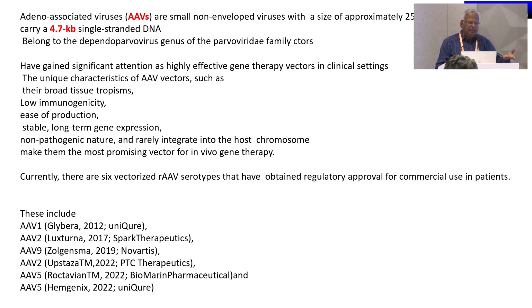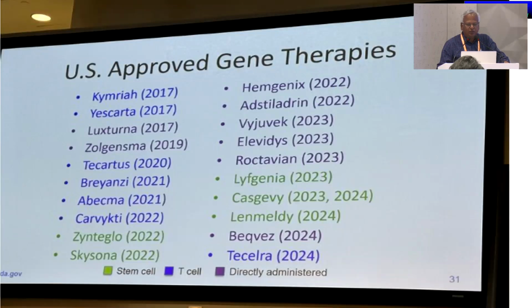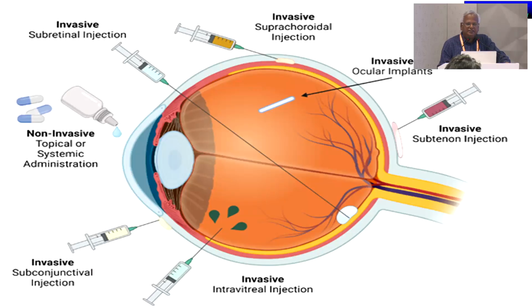Obviously, it is a 4.7 kb virus, with low immunogenicity. People are using this kind of virus now. And these are the USA-approved gene therapies, especially Luxturna, which they are using for LCA. And concerning the injection, how you are delivering the virus is very, very important.